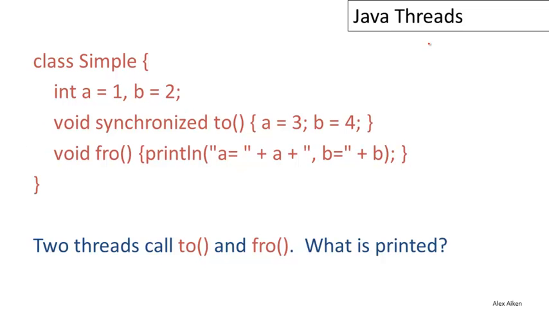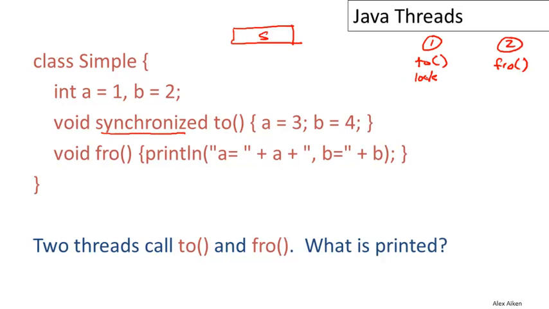So let's take a look here. Let's assume we have the two threads again, the thread that's going to call to and the thread that's going to call fro. And let's say that in our heap there is only one object of the Simple class, and let's just call it S. So there's globally in the entire heap just one object S of the Simple class. Let's say that thread 1 is going to go first. The first thing it's going to do, because it's a synchronized method, is lock this parameter of the call.